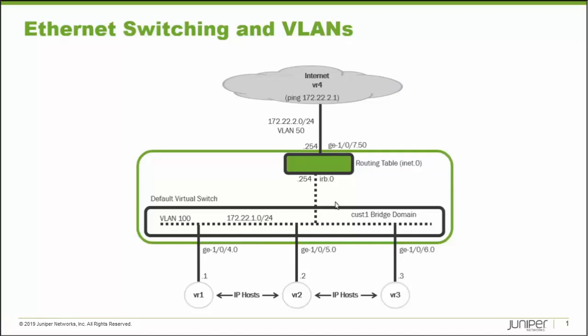What we're going to be doing is implementing some layer 2 switching for 3 customer devices, VR1, VR2 and VR3. These are IP hosts that need to be able to speak to each other by using a layer 2 segment that we're going to be implementing with a bridge domain on our MX device. We're going to be using VLAN 100, this bridge domain here called cust1, interconnecting our 3 customer devices to allow them to bridge traffic between each other on this network.